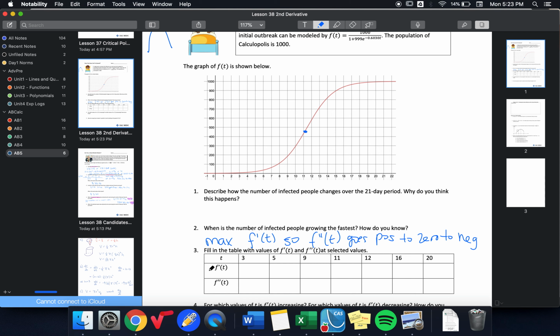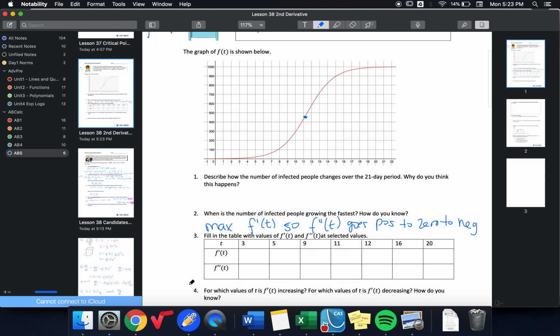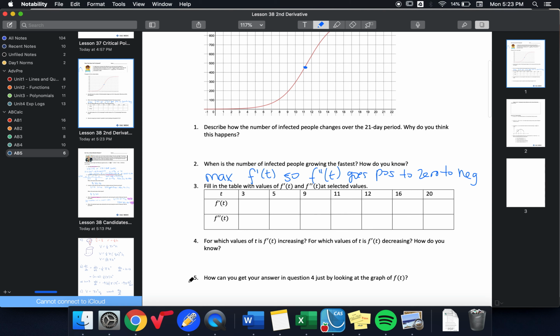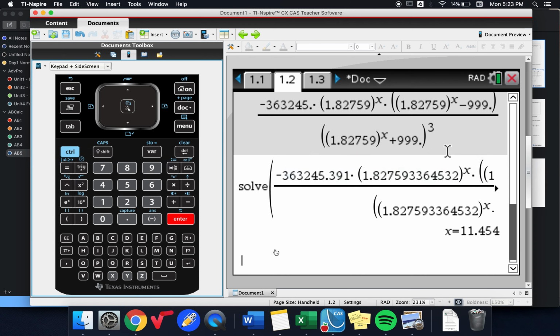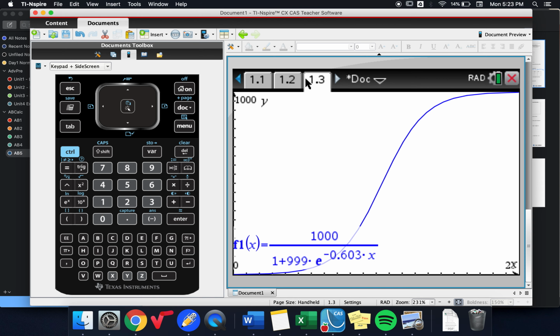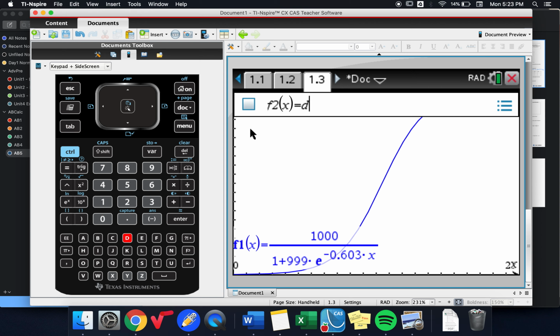They asked us to fill in these tables, and I'm going to leave this to you because you can do that using your calculator. And then where is f prime of t increasing? Well, let's look at our graph. So I can add in our d.